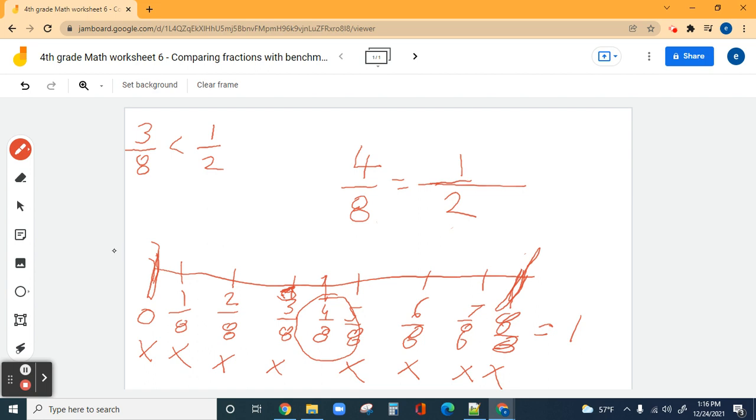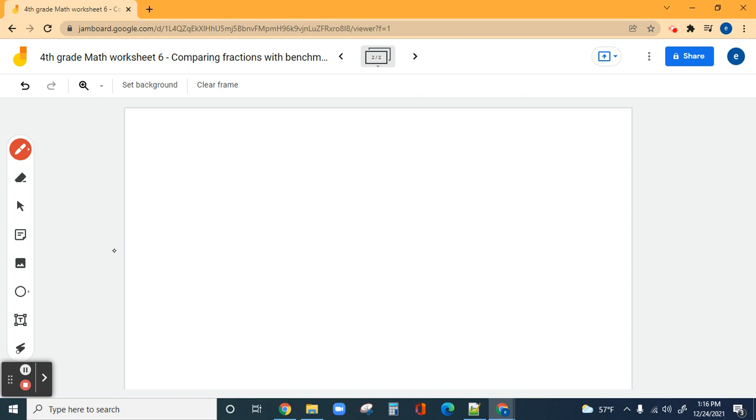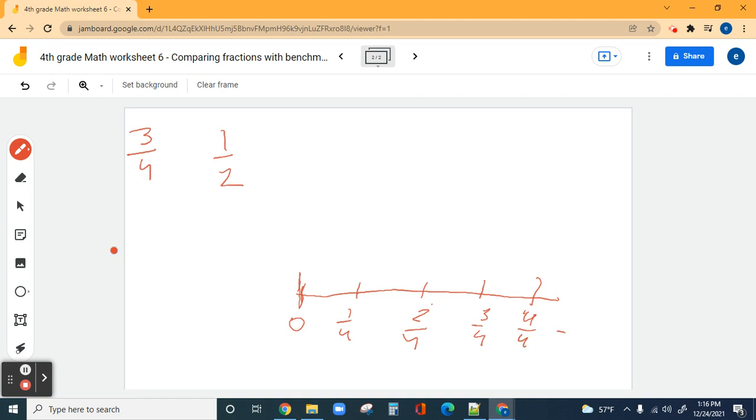Problem number 2 is 3 by 4 and 1 by 2. Now 1 by 2 is a benchmark, so we should not draw that, but we should draw 1, 2, 3, 4, and that's our end. So then we're going to write 0, 1 by 4, 2 by 4, 3 by 4, 4 by 4, which equals 1.